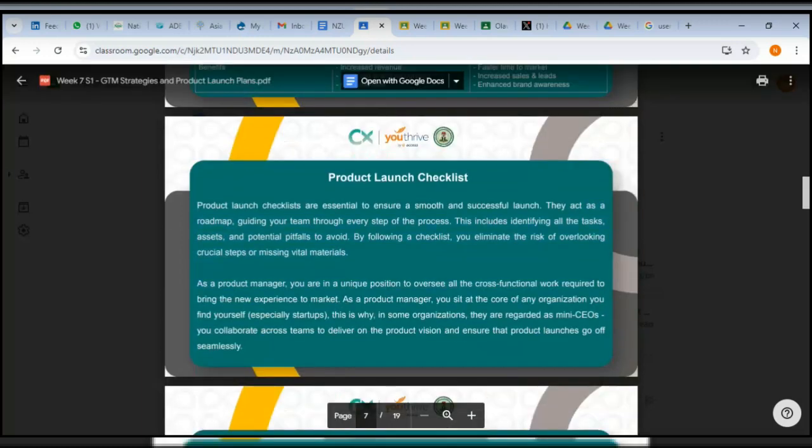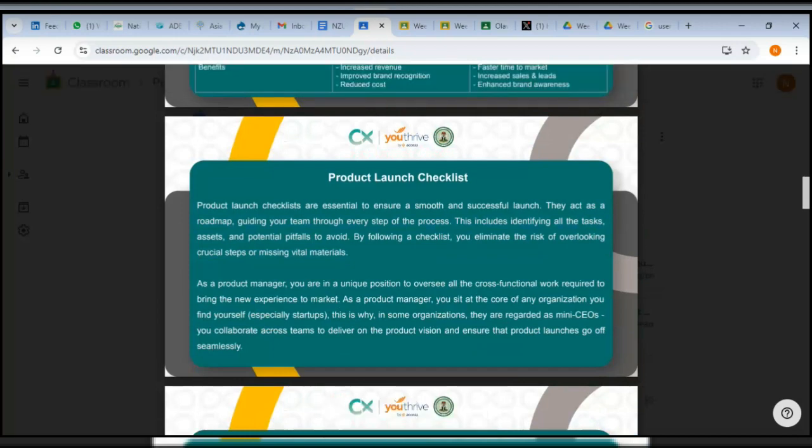As a product manager, you are in a unique position to oversee all the cross-functional work required to bring the new experience to market. As a product manager, you sit at the core of any organization you find yourself in, especially startups. This is why in some organizations they are regarded as mini CEOs. You collaborate across teams to deliver on product vision and ensure that product launches go off seamlessly.